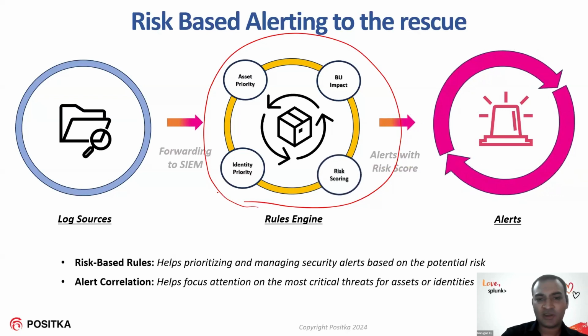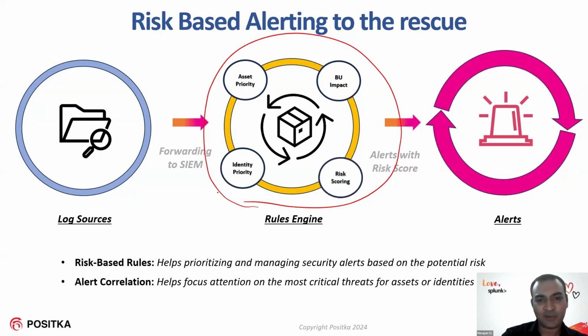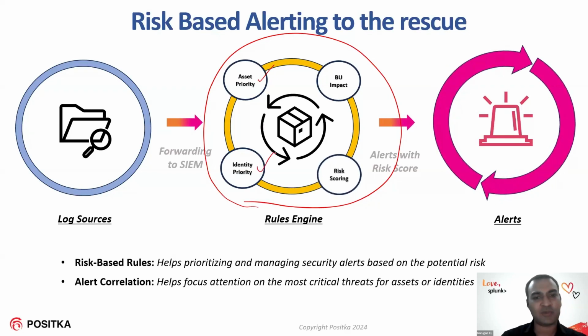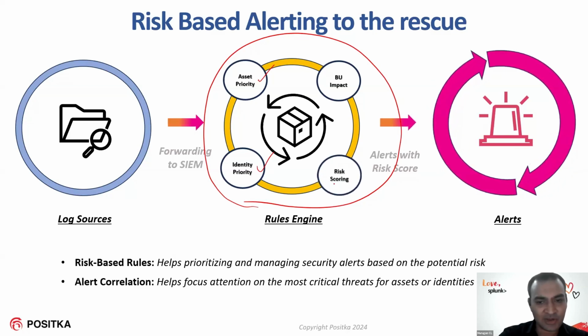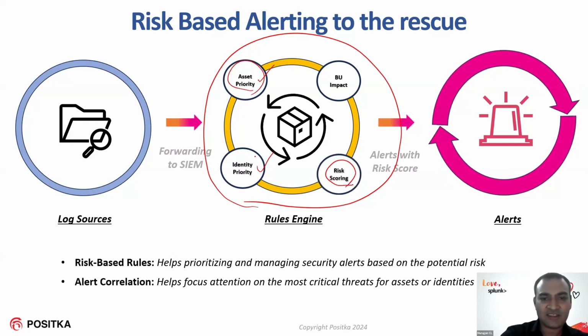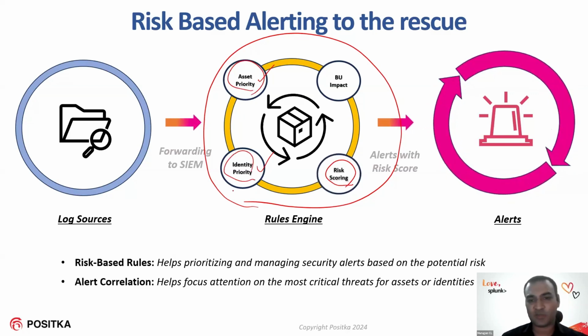Logs come in, your rules engine does the pattern matching, and additionally, it uses the asset priority and identity priority, depending on what asset or identity is involved in that particular alert. And then it does something called risk scoring. So based on these conditions, asset and identity priority, and other conditions, it comes up with a risk score, tags the risk score with that finding, and then sends it as an alert.